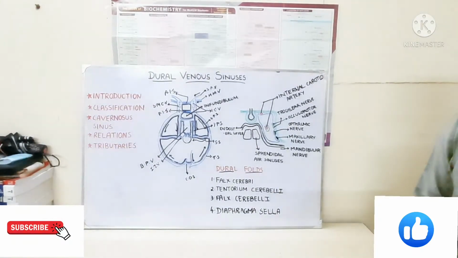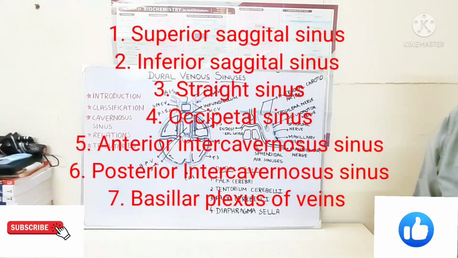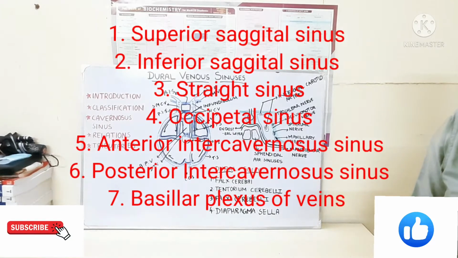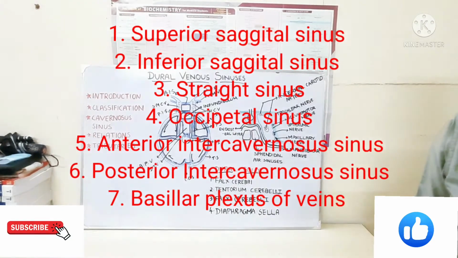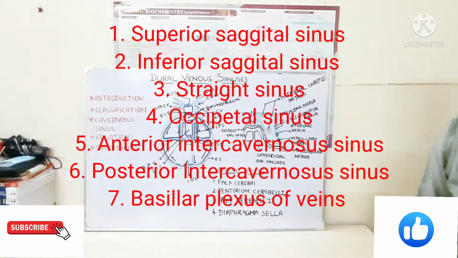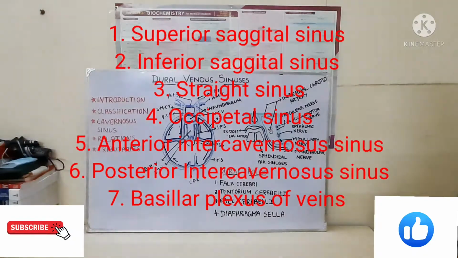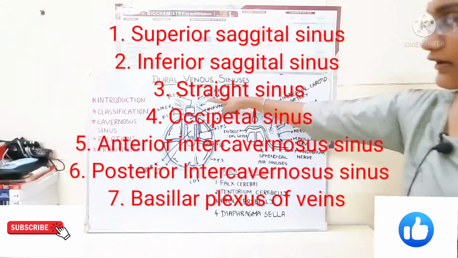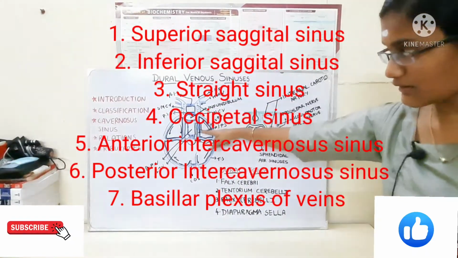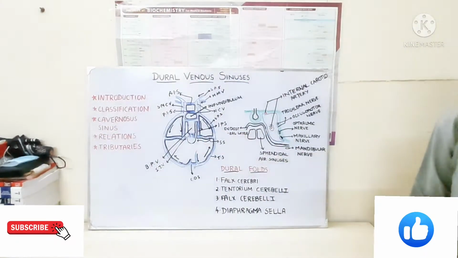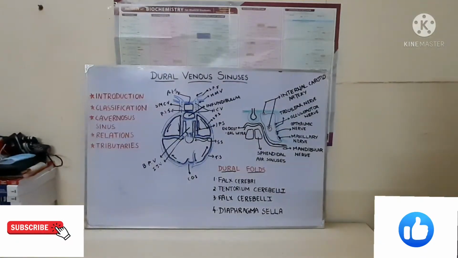I will repeat it again: superior sagittal sinus on the upper margin of the falx cerebri, inferior sagittal sinus on the lower margin of the falx cerebri, straight sinus at the point of attachment of the falx cerebri and tentorium cerebelli, and then the occipital sinus, and then the anterior intercavernosus sinus, posterior intercavernosus sinus, and the basilar plexus of veins. These are the 7 unpaired venous sinuses.